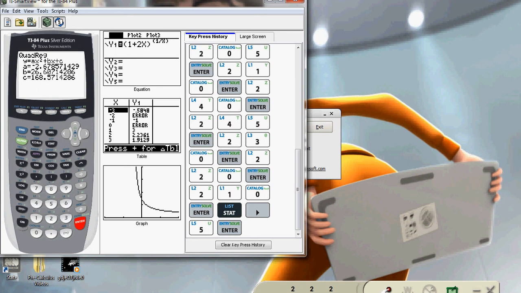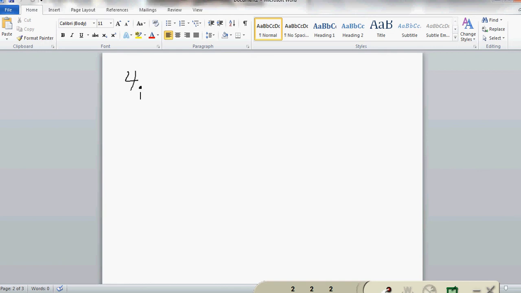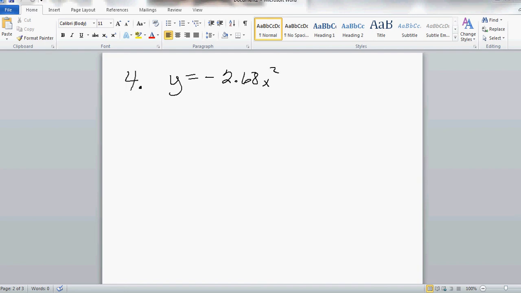And so all we need to do is to go to the actual work, and we can write our answer, which will be y equals negative 2.68x squared plus 26.61x plus 168.57. And there is the quadratic function of best fit.